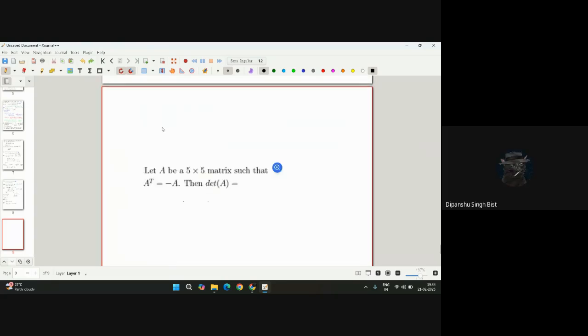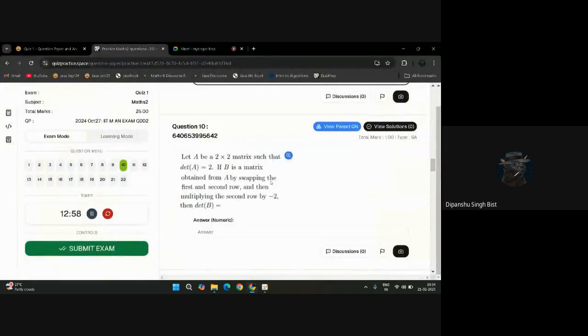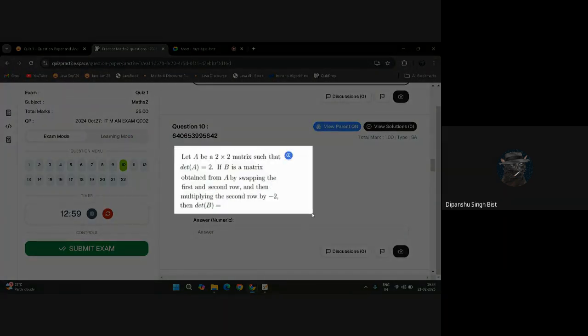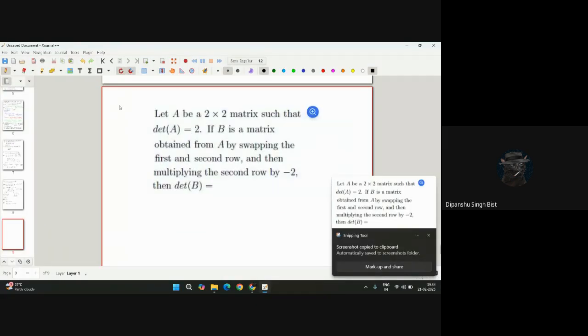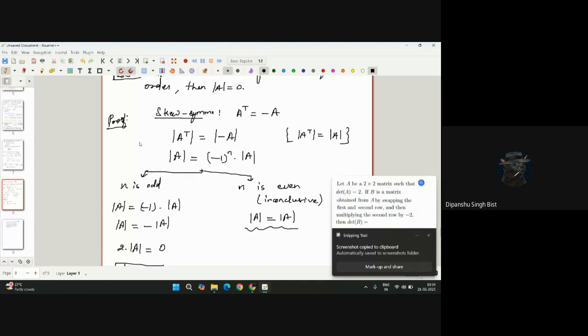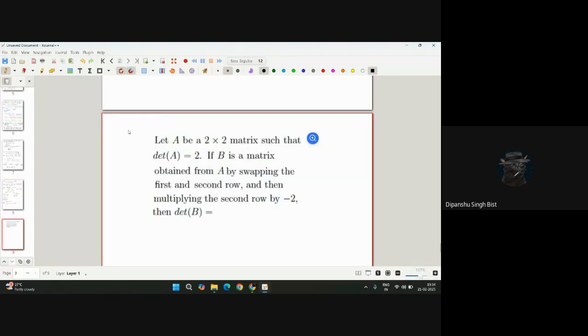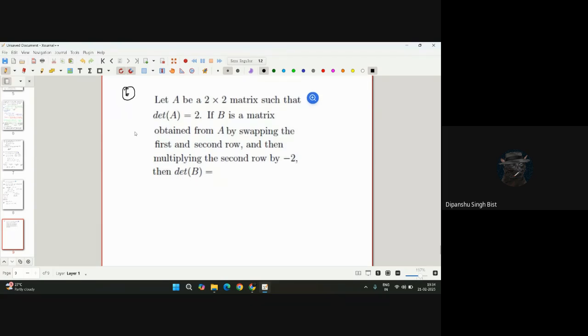This is not the question that we wanted. We were here. So the next question here is question 4, we have done 5 with 6, right? It says A is a 2 cross 2 matrix such that determinant of A is equal to 2. If B is a matrix obtained from A by swapping the first row and the second row and then multiplying the second row by -2, then determinant of B will be what?